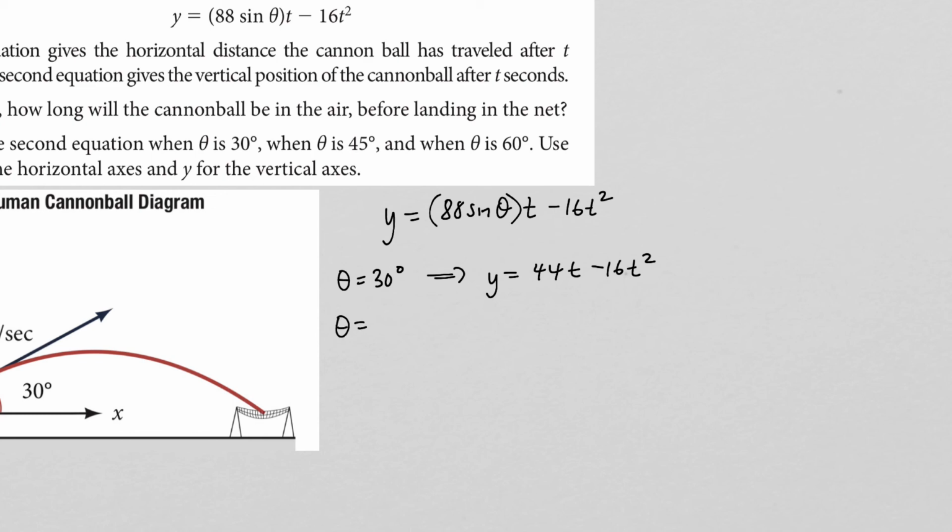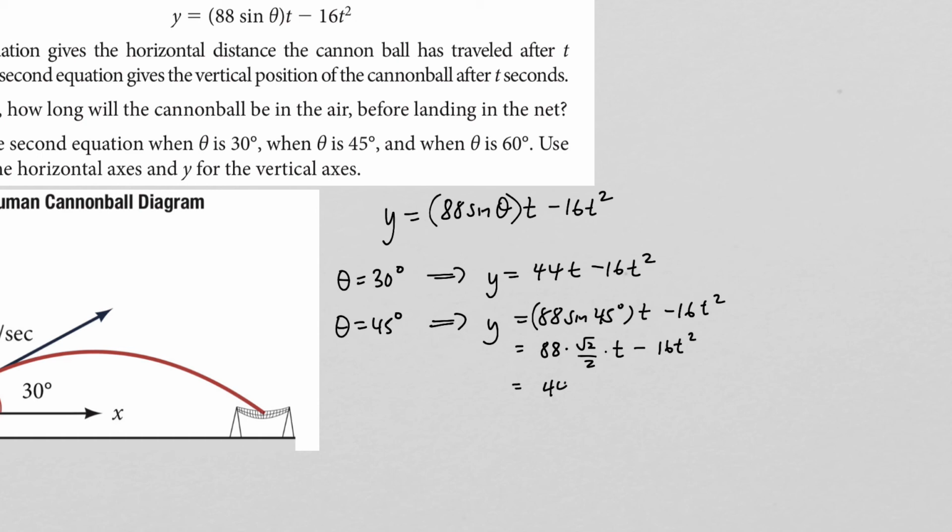If theta is equal to 45 degrees, then what we get is y equals 88 times the sine of 45 degrees times t minus 16t squared. And this is 88 times the square root of 2 over 2 times t minus 16t squared. And that is 44 radical 2t minus 16t squared. So this is what we get if theta equals 45 degrees.